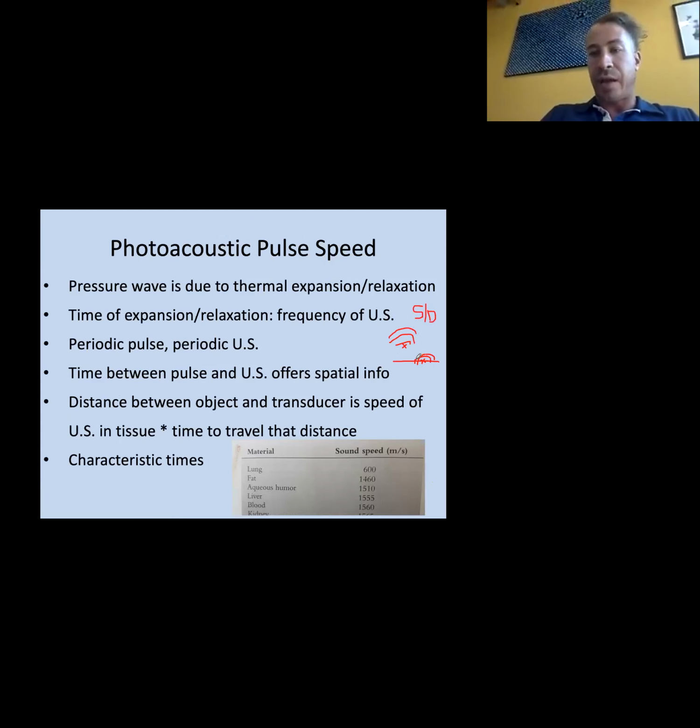As your light goes down and hits absorber 1, absorber 2, the difference in the time that the light is absorbed at these two absorbers is basically negligible, right? Because light moves so fast, it's basically hitting these at the same time. However, sound is much slower, right? So this detector can detect the difference between when this sound wave arrives versus this sound wave, okay? And that's how you start to pick up depth information. And that's how you create an image, right? The time between the pulse and the ultrasound arrival offers spatial information, okay?